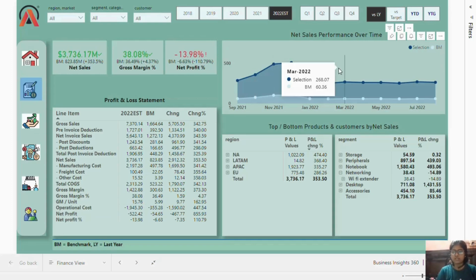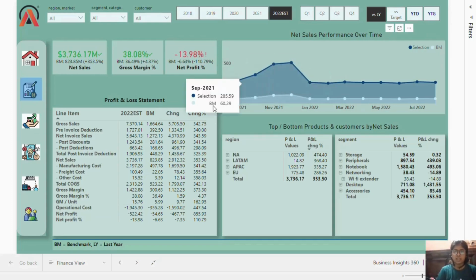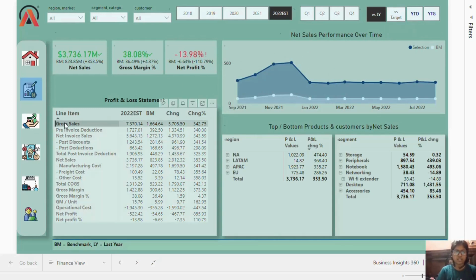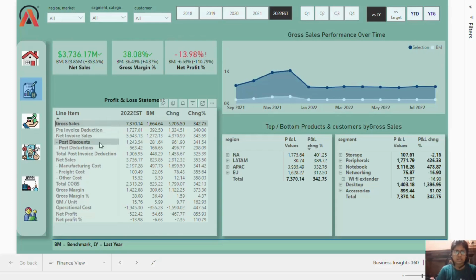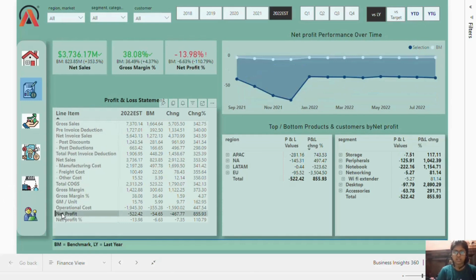And this shows the performance over the time. So if you want to compare gross sales over the time, you can click on gross sales. Similarly, if you want to compare on the basis of net profit, you can click on net profit. So this chart basically dynamically changes according to what you select here.